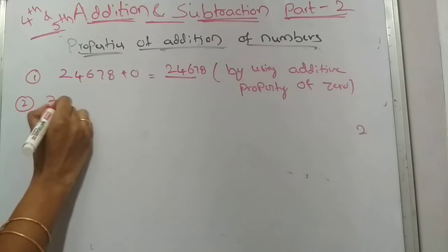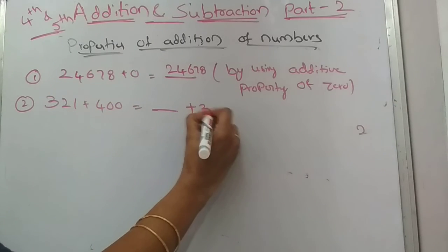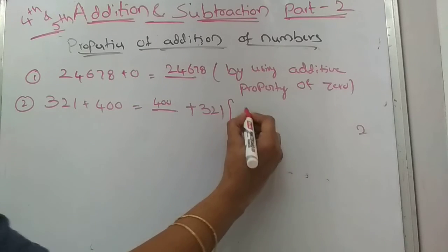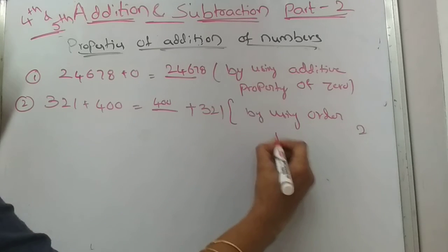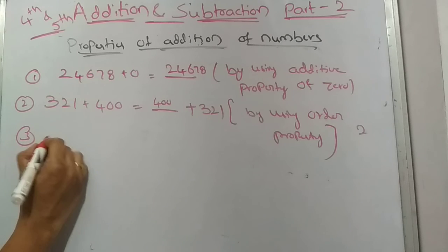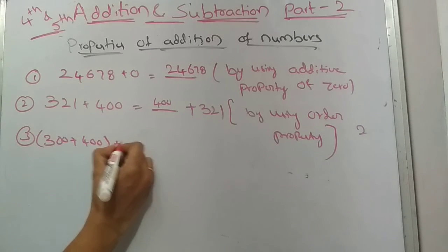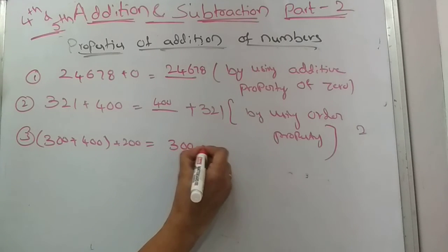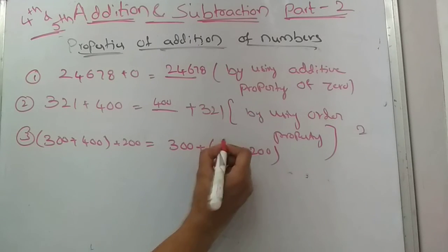Suppose they ask 3, 2, 1 plus 400 equals dash plus 3, 2, 1. The answer is 400, by using the order property. Third one: 300 plus 400 plus 200 equals 300 plus dash plus 200. Your answer here is 400.